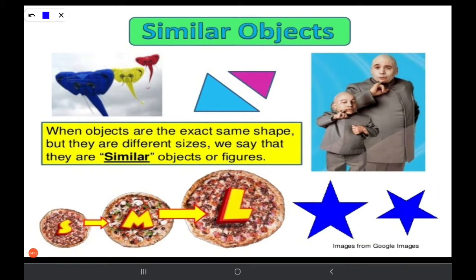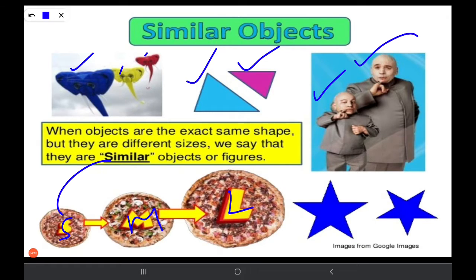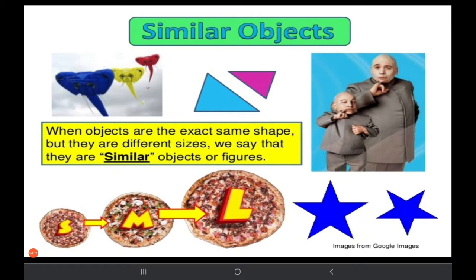You can observe here similar objects. These two are same shape, different in sizes, and these also same shape but different in sizes. And if you observe this photocopy, these two are different in sizes but shape same. So this is small, medium, large pizzas. They are same shape but different in sizes. If you observe the stars also, both are similar. Okay, all these are similar objects. So look here, when objects are exactly same shape but they are different sizes, we say that they are similar objects or similar figures.